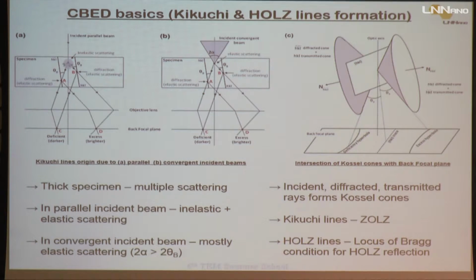So the similarities of HOLZ lines and Kikuchi lines: they appear in pairs. One is called deficient HOLZ lines, and the other one is called excess HOLZ lines. Similarly, Kikuchi lines also have two types. One is called deficiency Kikuchi lines, and another one is the excess Kikuchi lines. Deficiency lines are always dark in nature, which appear in the central band, if you consider the HOLZ lines of the CBD pattern. And the excess lines appear in a bright color, and they appear away from the central disk of the CBD pattern.